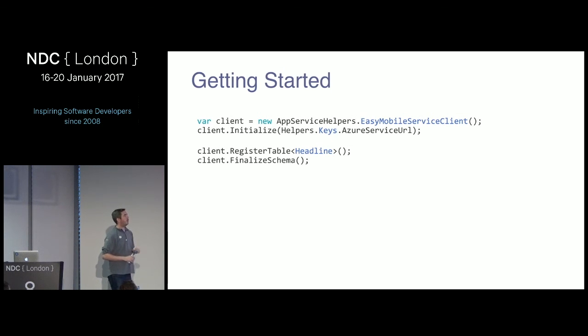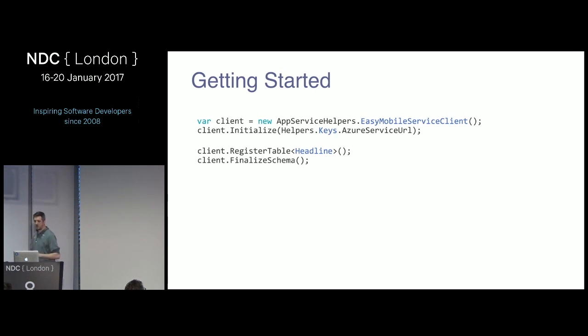So we create our new Easy Mobile Service client. We initialize it with our URL, just like we would the standard SDK. We're then going to go ahead and register our objects. Now, in this case, I'm registering Headline. Headline here is inheriting from EntityData. Now, that class EntityData isn't coming from Entity Framework like you would expect. It's actually a class that we roll within App Service Helpers so that you can easily share that model on the back end and the front end.